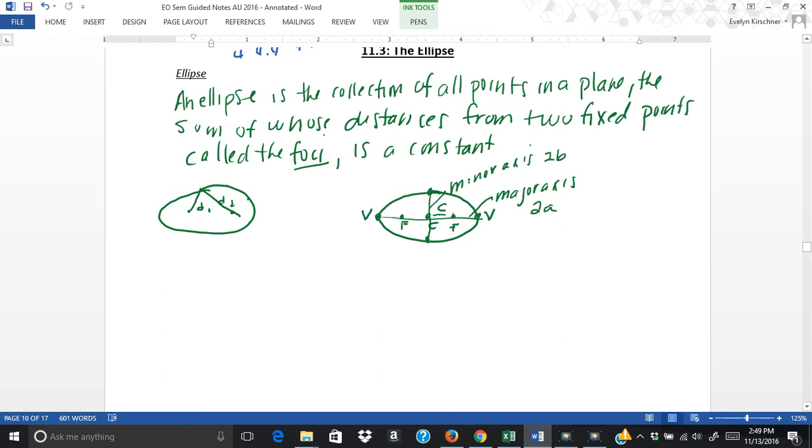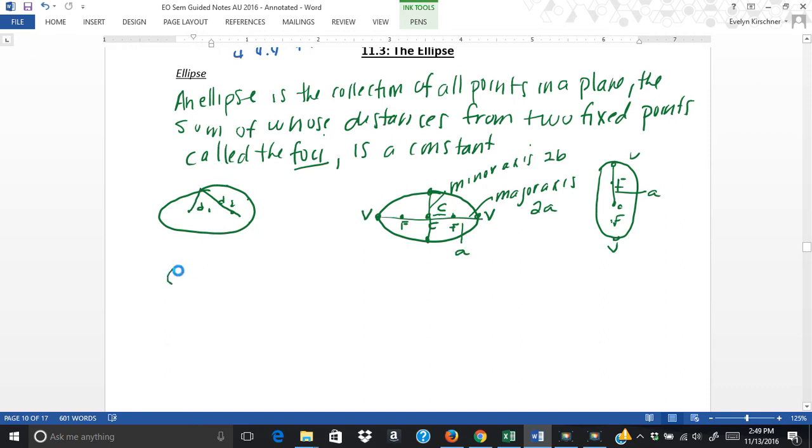And I can have one that looks like this, or I can have one that looks like this, and then my vertices would be here, my center, and my foci. So you'll notice that the major axis can either be in the x or y direction. And this distance, the major axis is still 2a, so if it's in the y direction, then this distance is a. If it's in the x direction, this distance is a. And we'll see that from our equations.